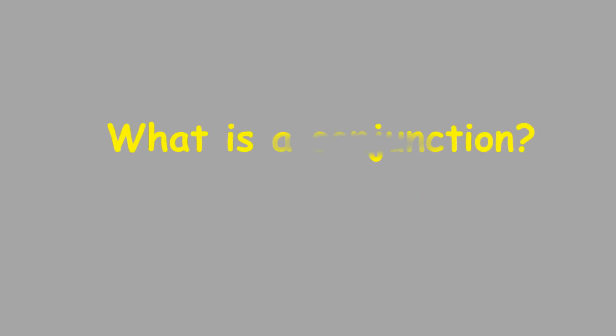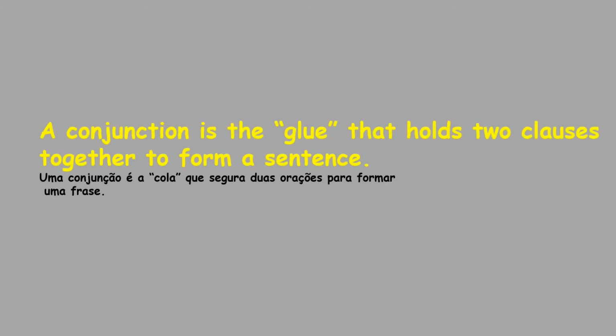Let's see first what a conjunction is. So what is a conjunction? A conjunction is the glue that holds two clauses together to form a sentence. Então, o que é uma conjunção?